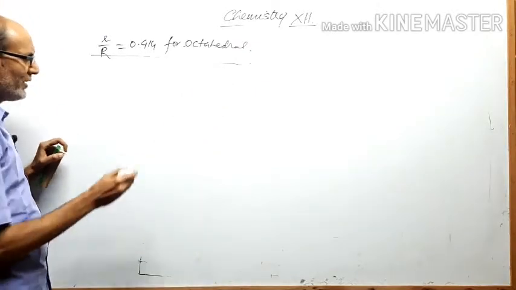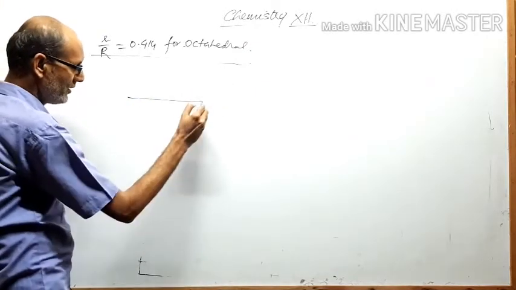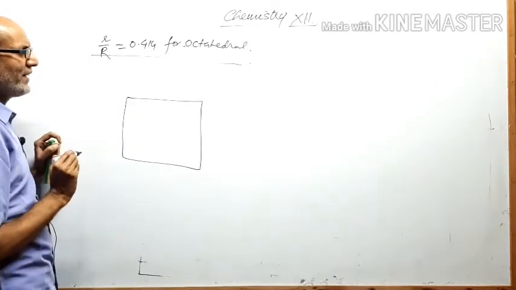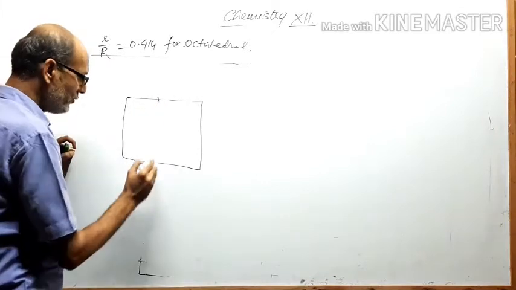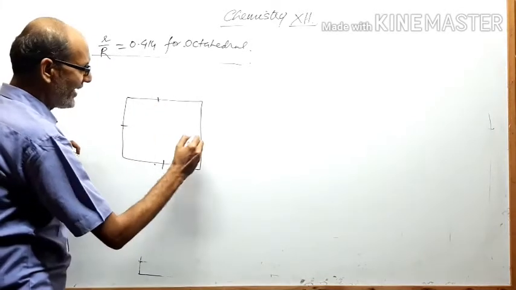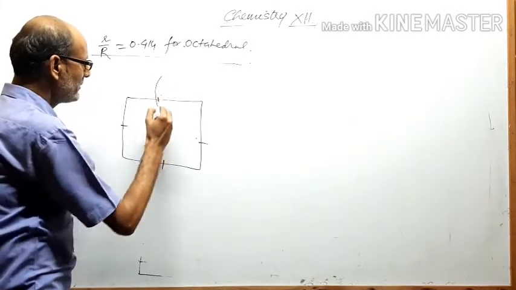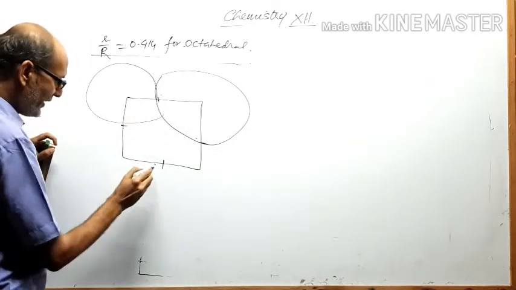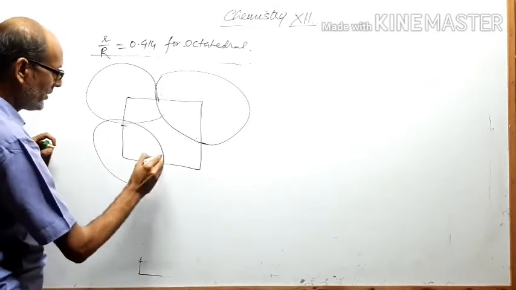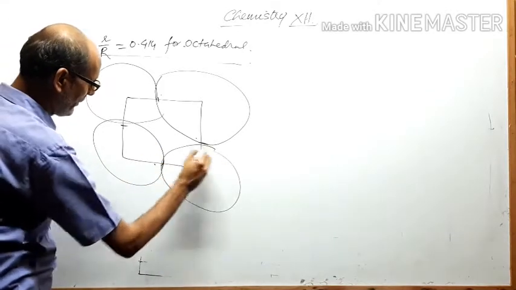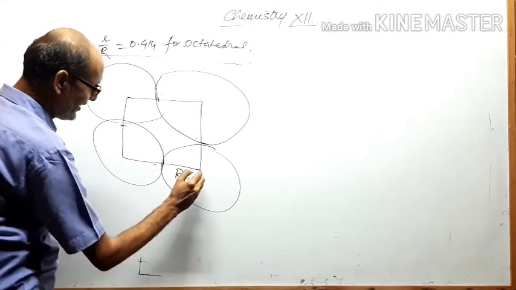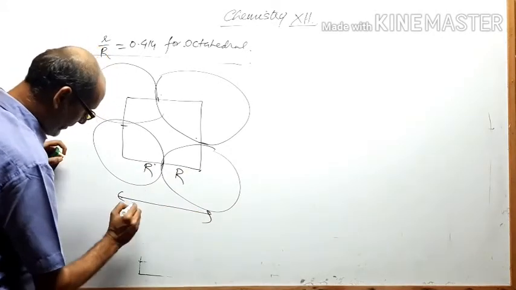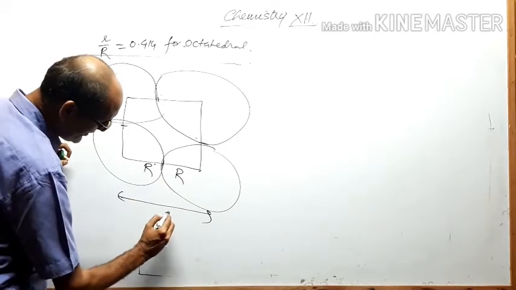See on the board, it is the most important diagram. This is one face of the cube. If you attach the atoms at the corners like this, of radius capital R. This is the radius of atom, capital R, and this is the side of the cube, a.